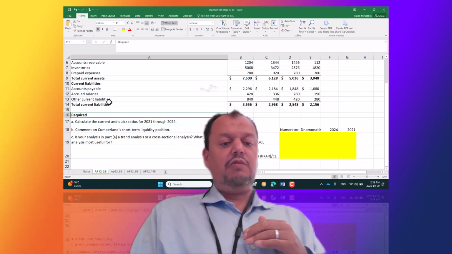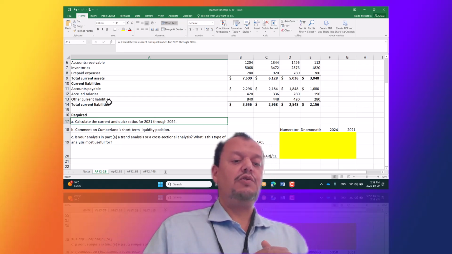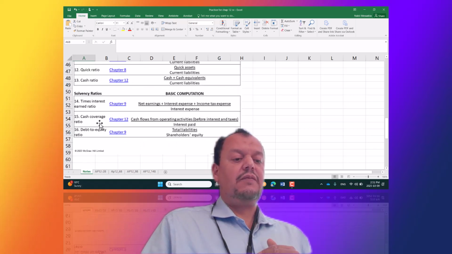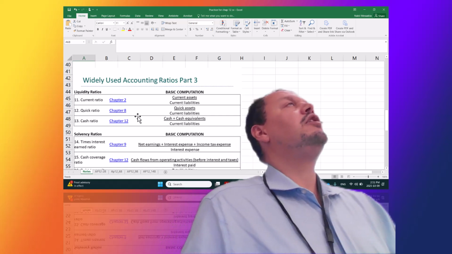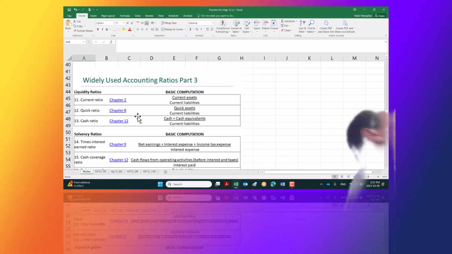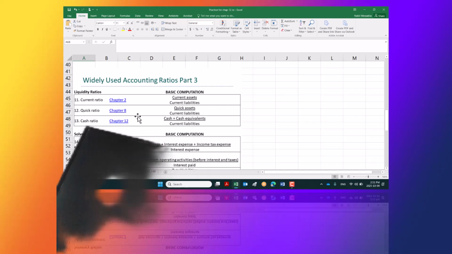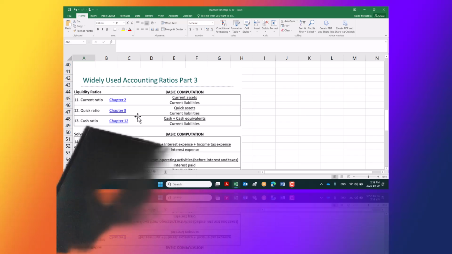The question is, calculate the current and quick ratios for 2021 to 2024. The current ratio and quick ratio formulas are here. These are to assess how liquid is the company. When I say liquid, I mean the ability of the company to pay out their short-term liabilities. Highly liquid means having enough cash and enough current assets to cover their liabilities.